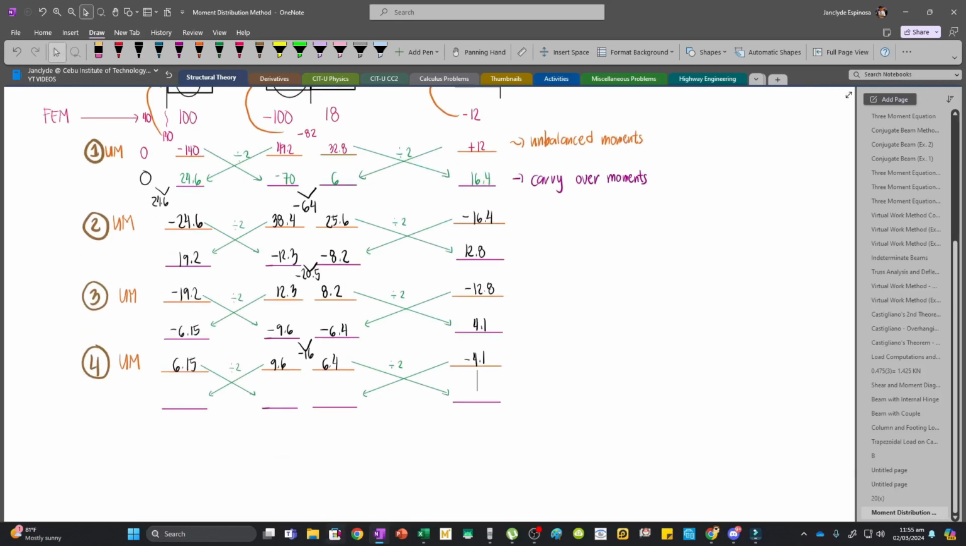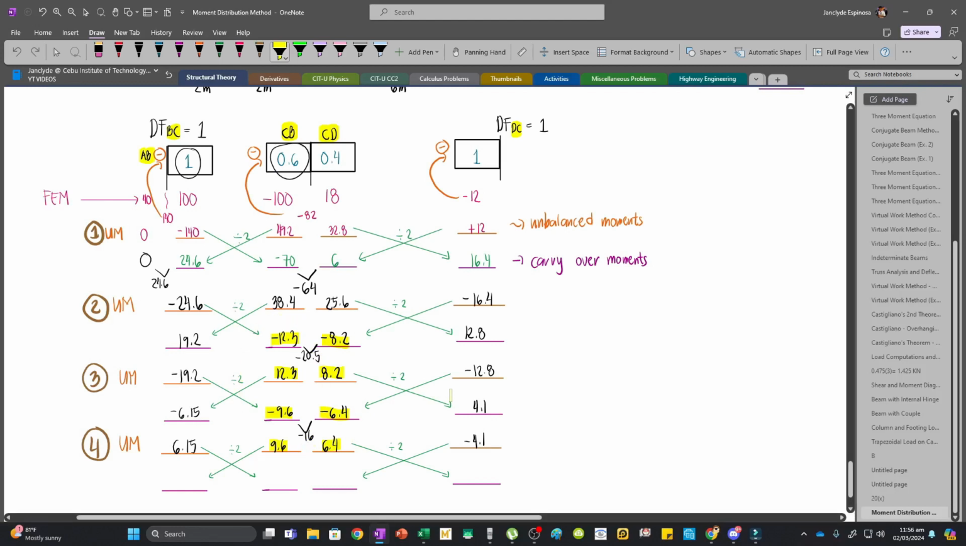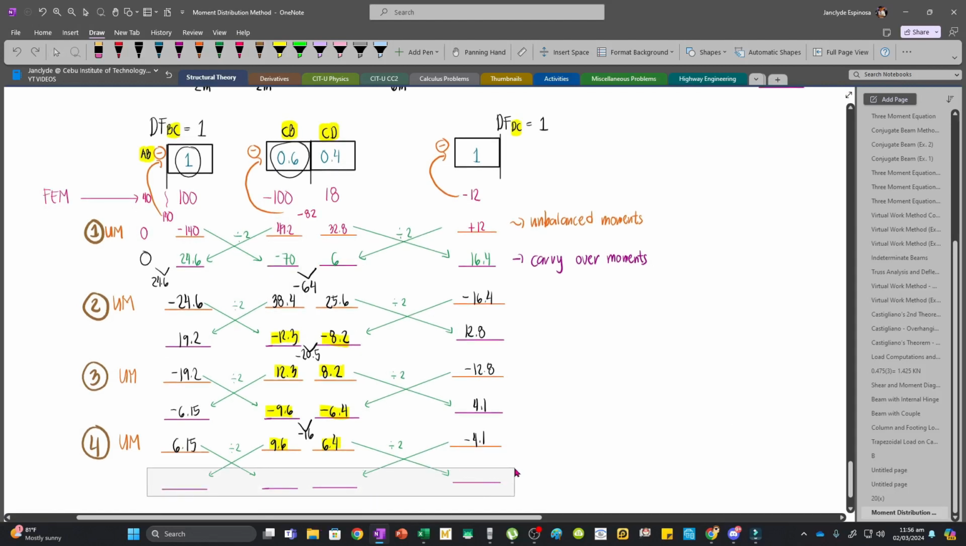And so, diba, you can notice a pattern right here. This is minus 12.3, and this is 12.3, and then minus 9.6 and 9.6. In the same way, this is minus 8.2 and positive 8.2, and then minus 6.4, then positive 6.4. So essentially, if you add all of these, they will just be 0. And so, diba, that means that we can actually end here. Because although our unbalanced moments did not approach 0, yung values kasi are already alternating. And so if I add all of these, they will just be 0. And so I can just actually stop right here. And so let's just erase this one because we don't need to carry over. And then we will end at this cycle.